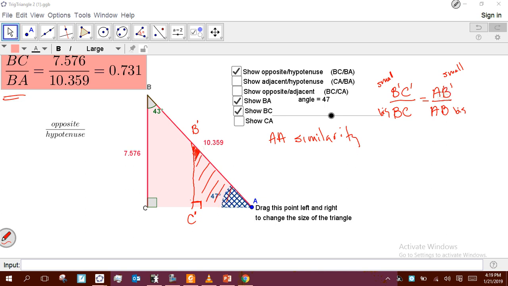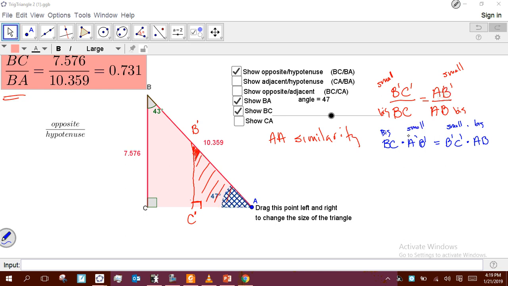So all we've got to do here is a little bit of algebra. And we know that we're allowed to cross multiply these things. So we get BC times A prime B prime should equal, cross multiplying, B prime C prime times A B. So right now, this is a small figure distance times a big figure distance. And the same thing over here. BC is from the big triangle, and this is from the small triangle.